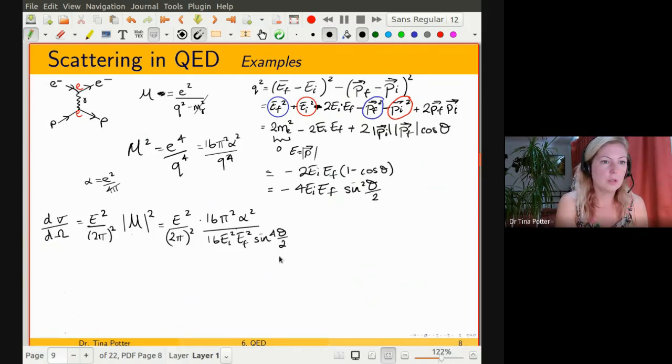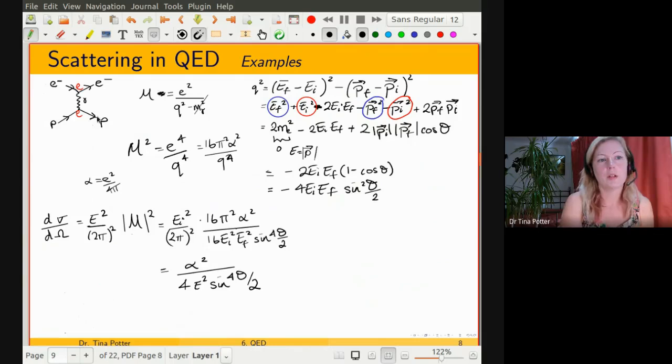Okay, we can do lots of wonderful cancellations here, because this is the initial state energy, of course. So after you cancel your factors of pi, etc., you've got alpha squared over 4E squared sine to the power of 4 theta over 2.